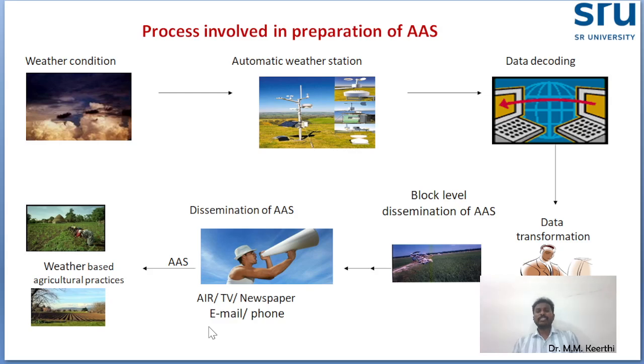Okay, next, what are the processes involved in preparing agro advisory services? The first thing is weather condition. After that, the weather condition will be recorded in the weather station. After that, the data will be decoded. After that, the data will be transferred. After that, there is block level dissemination of the AAS, through TV, newspaper, email, phone, and messages, and it will reach the farmers. Based on that, farmers can do their operations in the field.